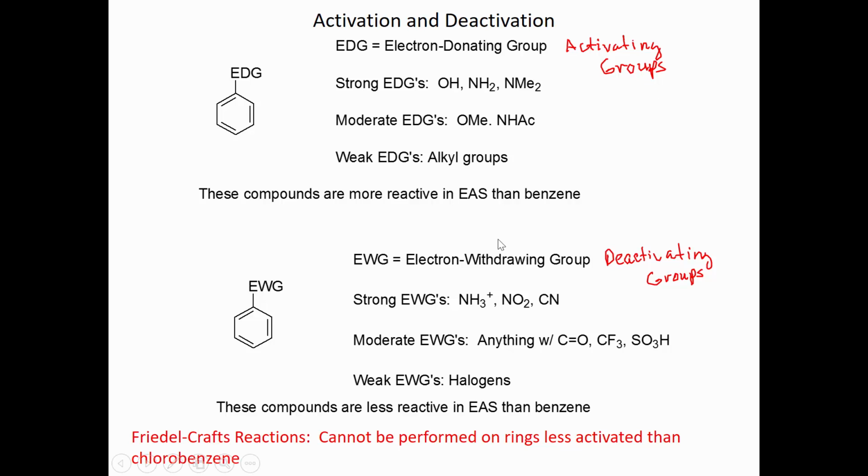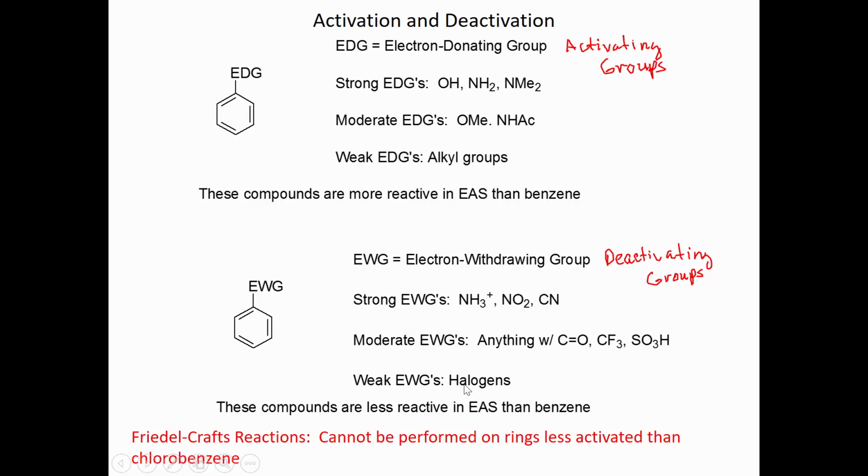So examples of strongly electron withdrawing groups include ammonium salts, nitro groups, and cyanides. Most specifically, nitro group is the strongest electron withdrawing group that we commonly encounter. Moderate electron withdrawing groups include anything with a C double bond O, be it an ester, a carboxylic acid, a ketone, or an aldehyde or an amide. CF3 is a moderate electron withdrawing group, and the sulfonic acids that we get from sulfonating benzene rings also tend to deactivate the ring as well.